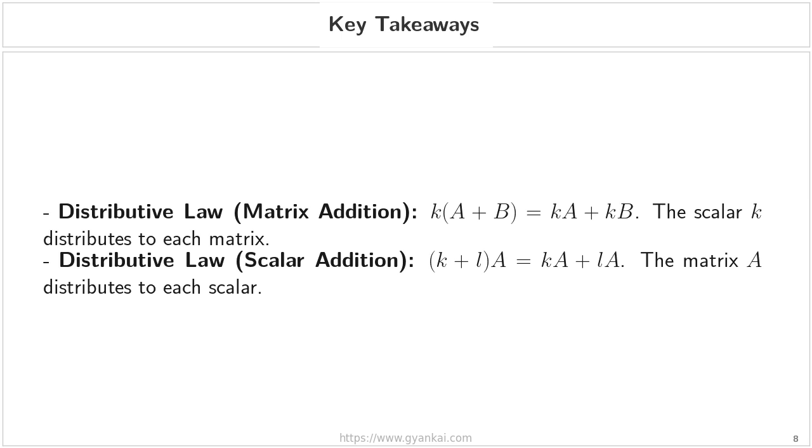Next, we have the distributive law over scalar addition. This is the property where the quantity k plus l, all multiplied by matrix A, equals kA plus lA. In this case, the matrix A is what distributes across the two scalars.